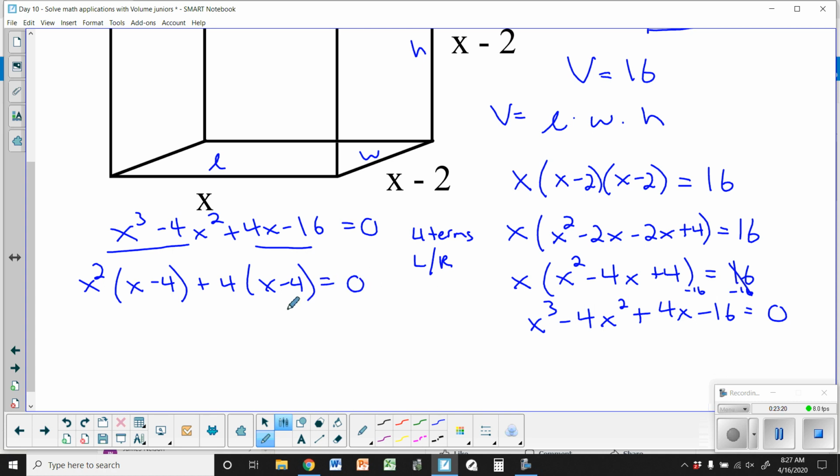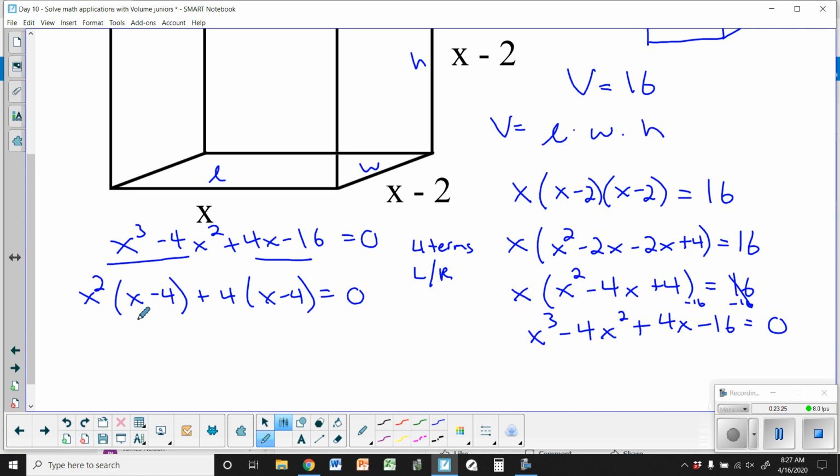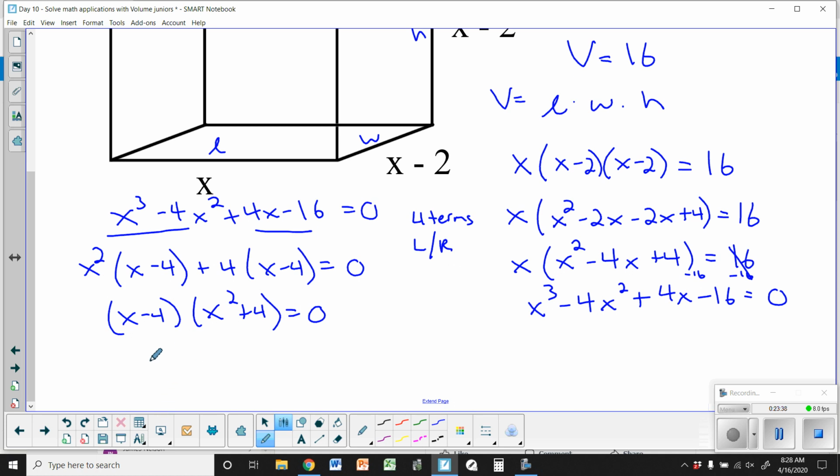All right, and then, yep, that's right, we have to factor out the x minus 4. All right, and then what do we do next? That's right, we have to solve for 0. So x minus 4 equals 0. x squared plus 4 equals 0. And notice that we're finding 3 possibilities for x here.